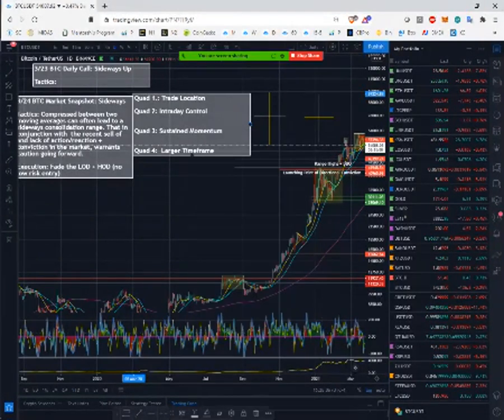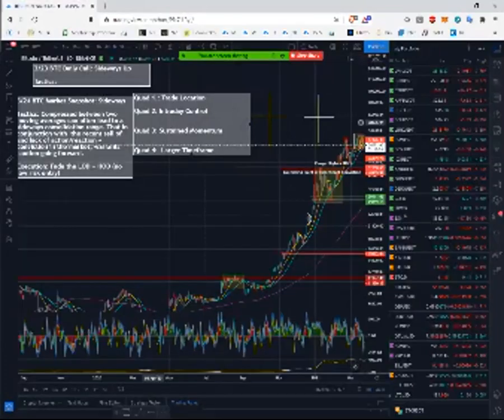Bam. Bam. Quadrant 1 up here, trade location. Quadrant 2, intraday control. Quadrant 3, sustained momentum. Quadrant 4, larger time frame. I'm going to go, after I tell you the next thing, then I'm just going to go into Q&A and we'll talk about each one, because I got to ask you guys the questions now. Or you ask me too.